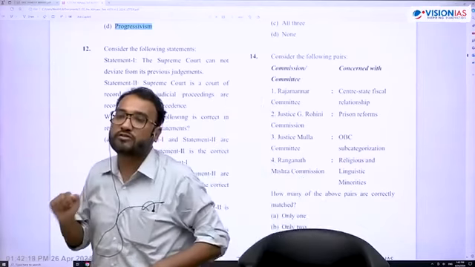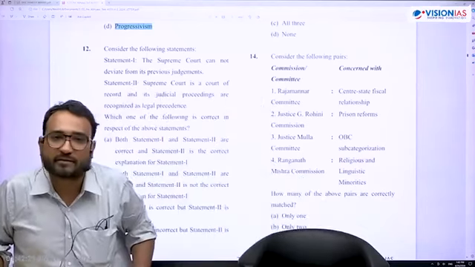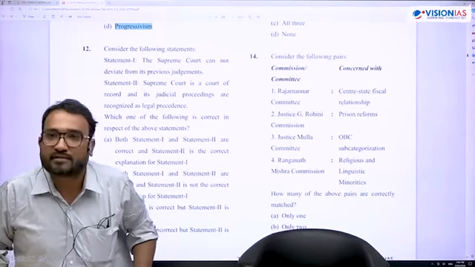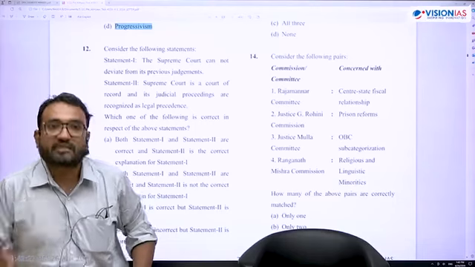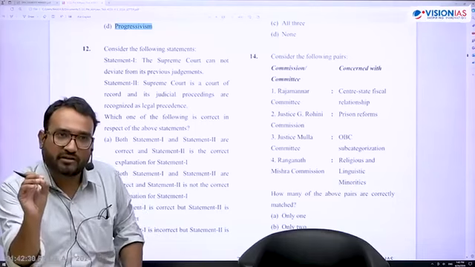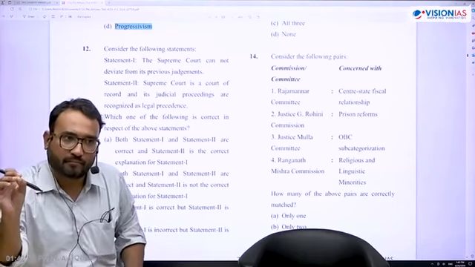The concept of judicial review to the world has been given by the landmark judgment that you all know, that is Marbury versus Madison, delivered by the American Supreme Court in 1803. But the term judicial review is neither mentioned in the Indian Constitution nor in the American Constitution.